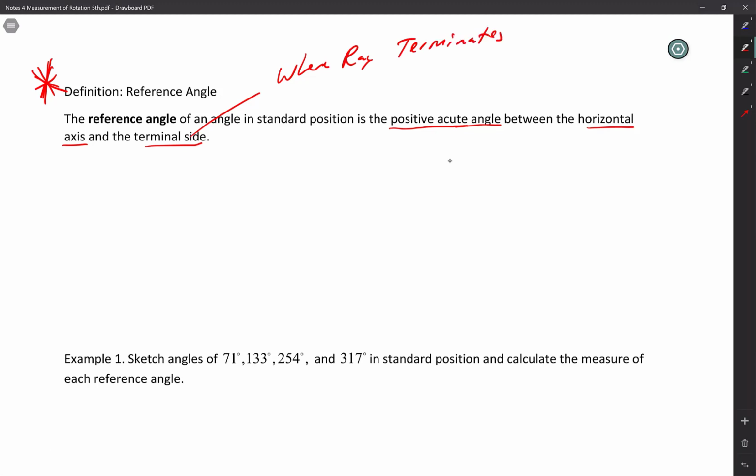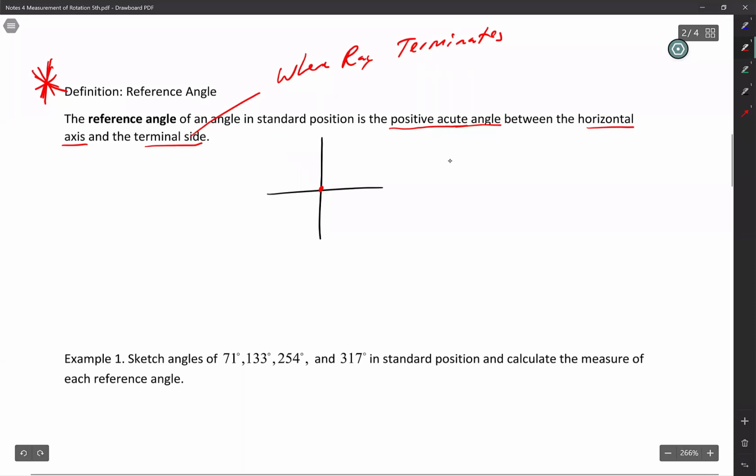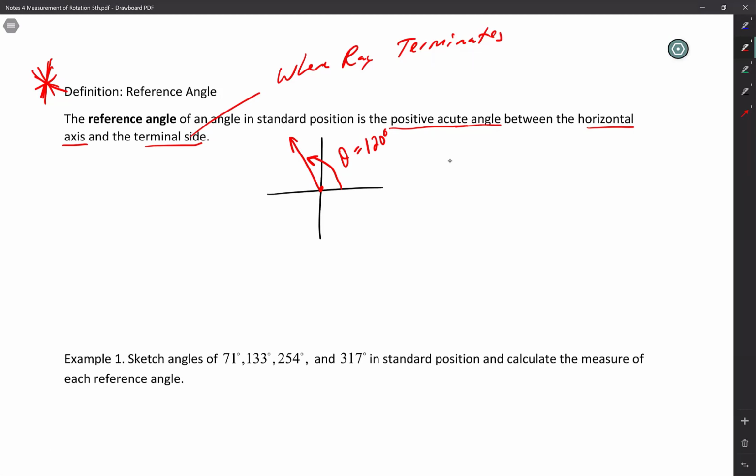Okay, so let's see if we understand this. Let me see how smart you guys are. So I'm gonna draw, and I'm gonna create a ray. I'm gonna start at the origin, just like the instructions say, and I'm gonna create this ray. And I'm gonna say, you know what, let me put it closer to the y-axis. I'm gonna call that, what do you guys like better, degrees? Degrees. I'm gonna call that 120 degrees. What is the reference angle?